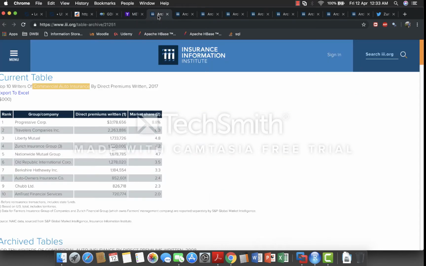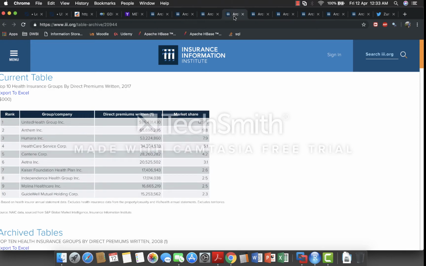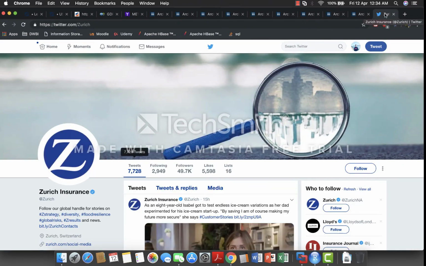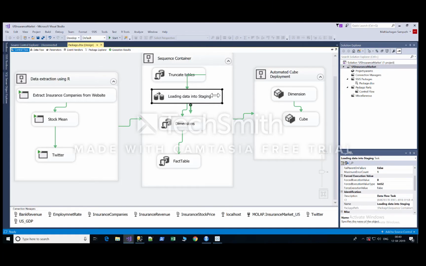The next data source is the DWBI website, which gives me the direct premium return market share of different insurance companies for different LOBs. There are 9 different LOBs for this project, so 9 different URLs need to be accessed, and the data is fetched using the REST package in R and stored in a CSV file. My next data source is Twitter, which is my unstructured data source.